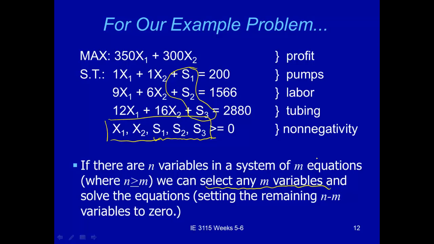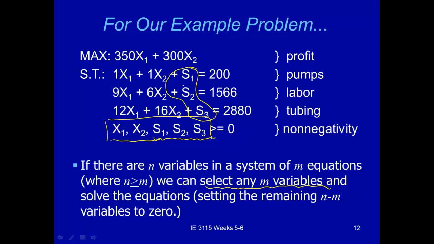Yes? 4? Well, we're not going to count the last one. You're probably counting the last one or the objective function. We don't count the objective function or the non-negative constraint. 3, good. So we have 3 equations. And that means we're going to select 3 variables among those 5.